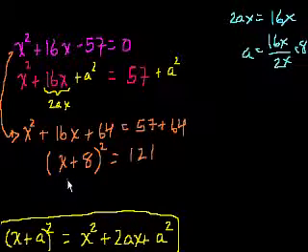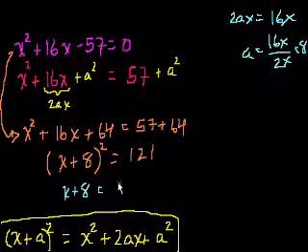Now we have what looks like a fairly straightforward, it's still a quadratic equation actually, because if you expand this out you get a quadratic, but we can solve this without using the quadratic equation or without having to factor. We can just take the square root of both sides. If we take the square root of both sides, what do we get? We get x plus 8 is equal to, and remember this, the plus or minus square root of 121.